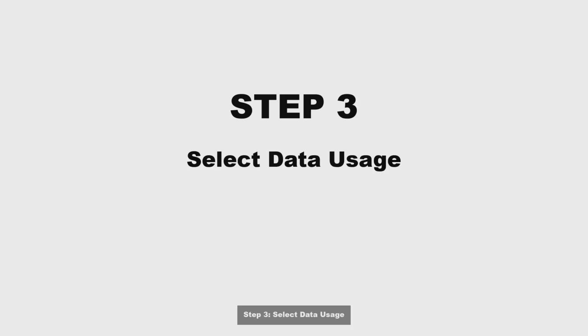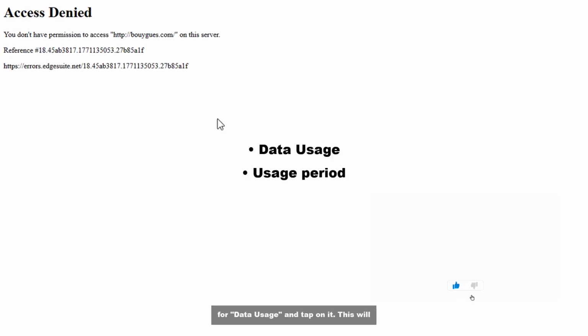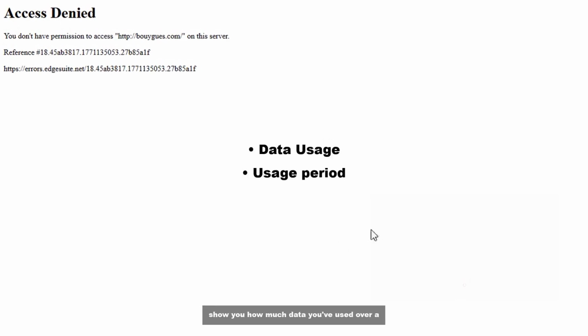Step 3. Select Data Usage. Once in the Network and Internet section, look for data usage and tap on it. This will show you how much data you've used over a specific period.